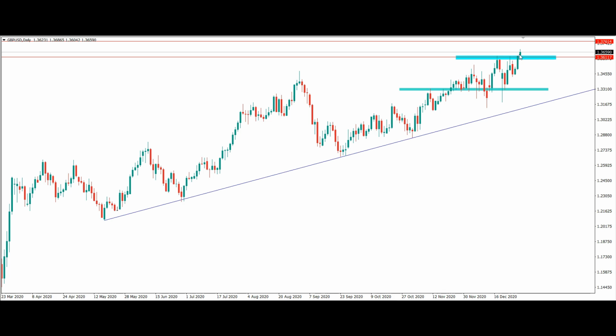But if the price will just come down and fail to find support at this 36.11 area and just continue dropping, then we obviously won't be able to take a trade on this pair because it will no longer be aligning with what we have from the weekly time frame for continuation higher.